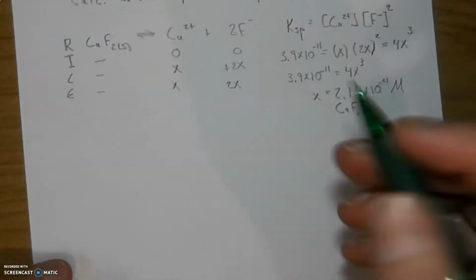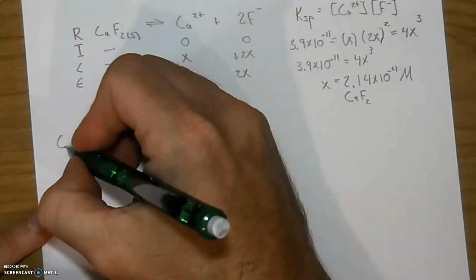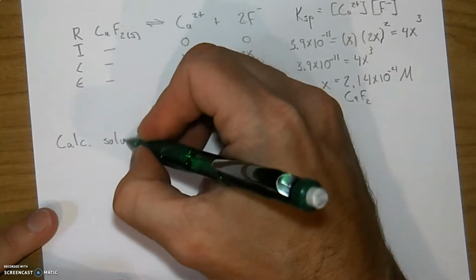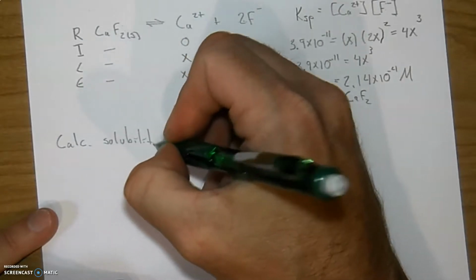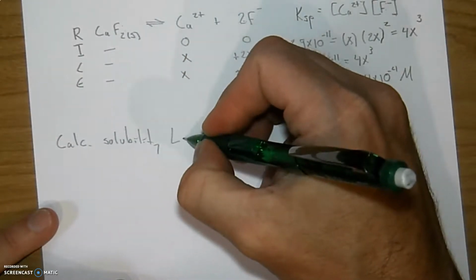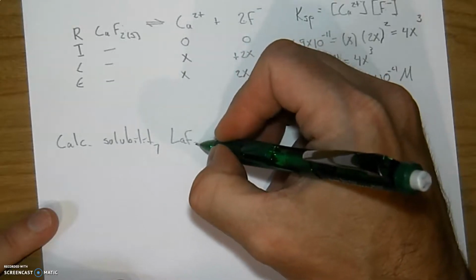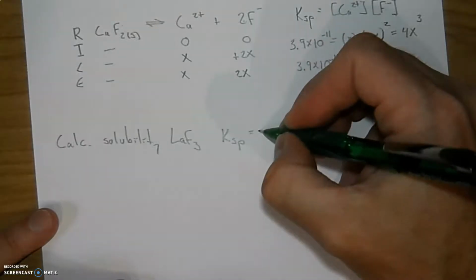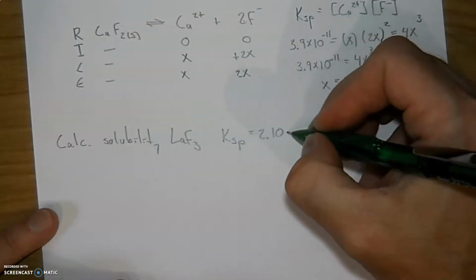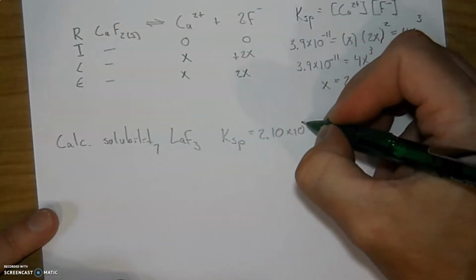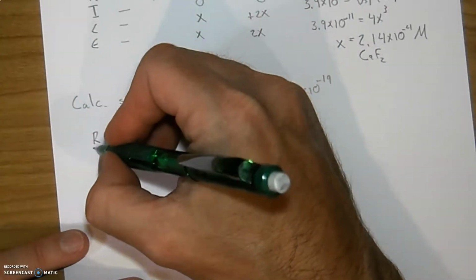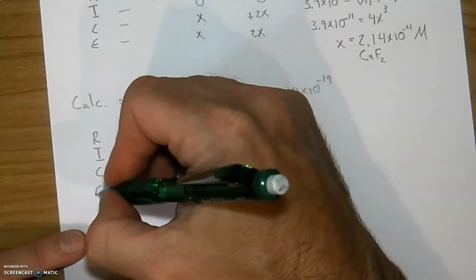Okay, let's do another one. Calculate the solubility of lanthanum fluoride. This time the Ksp is equal to 2.1 times 10 to the negative 19. So that's really small. We'll breeze through this one a little more quickly.